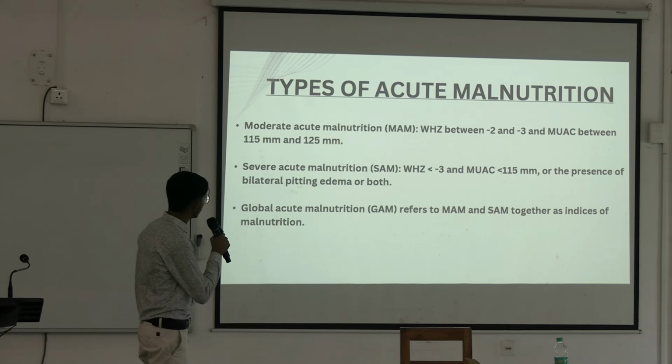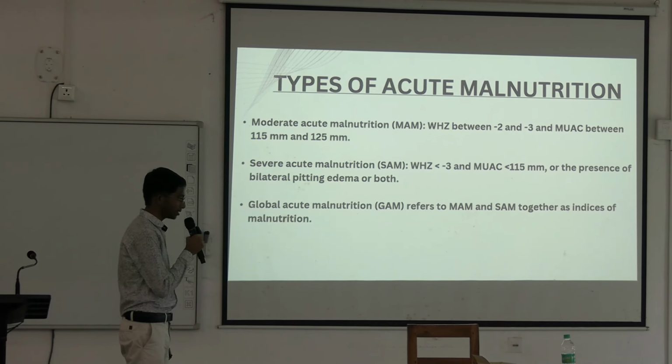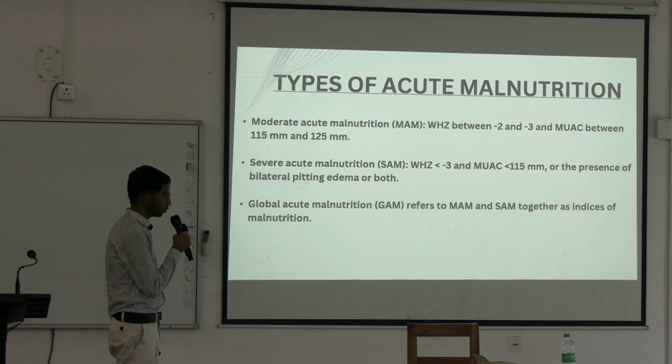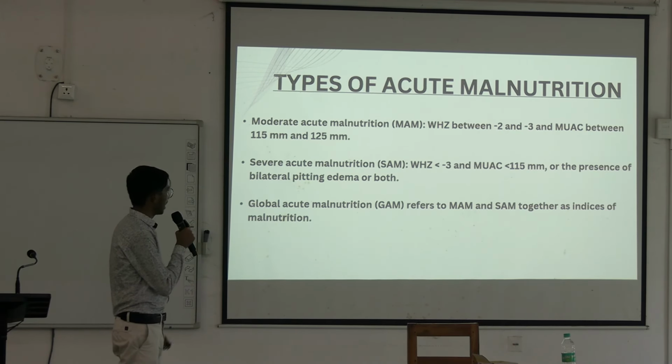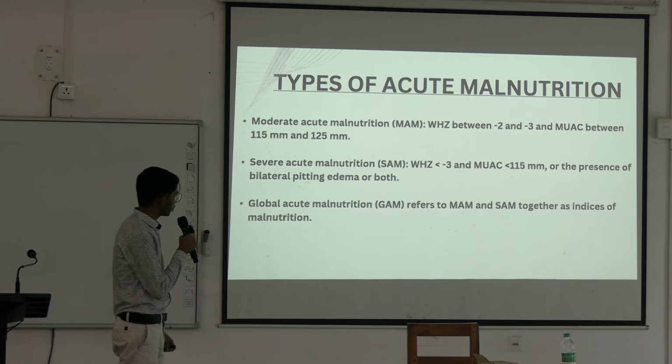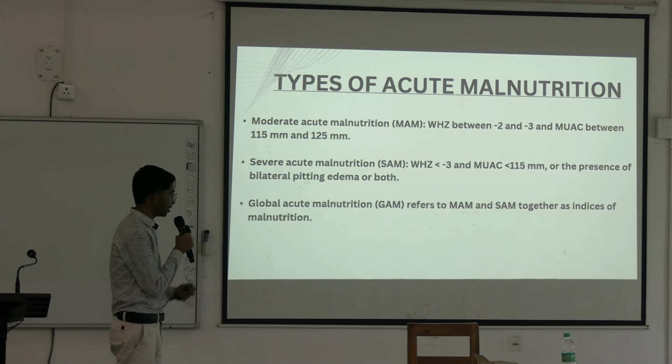Types of acute malnutrition. There are 3 types of acute malnutrition according to WHO: moderate acute malnutrition MAM, severe acute malnutrition SAM, and global acute malnutrition GAM.